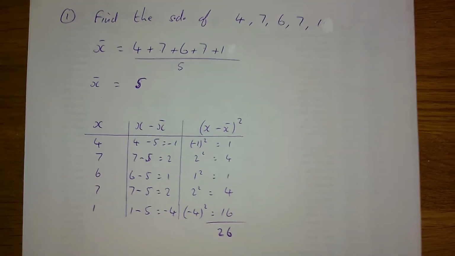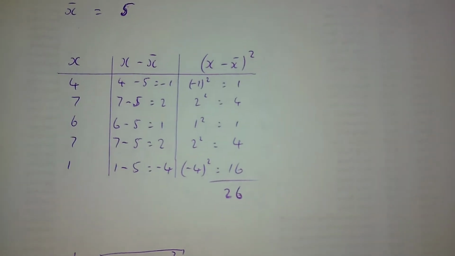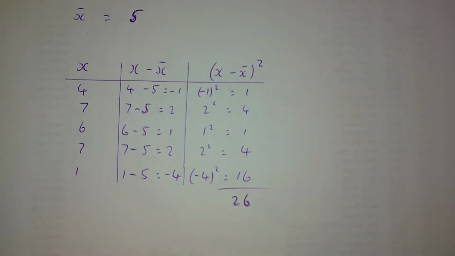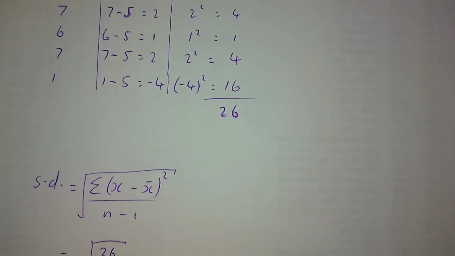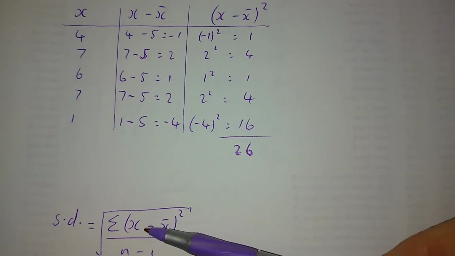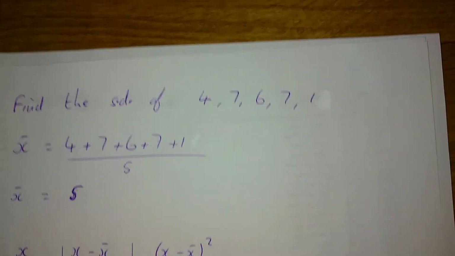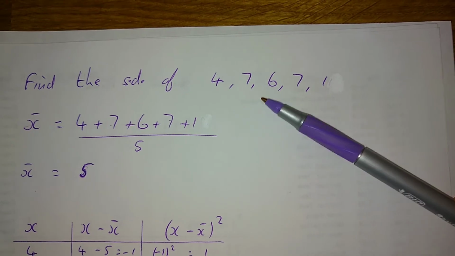Right, you've done that before, you've done that in primary school, you've done it in S1 and S2 as well. Right, let's have a look at what we need to do next. Let's have a quick look down here at the formula. We have x minus x bar, where x is just our data value. So back to the top there, 4, 7, 6, 7 and 1.